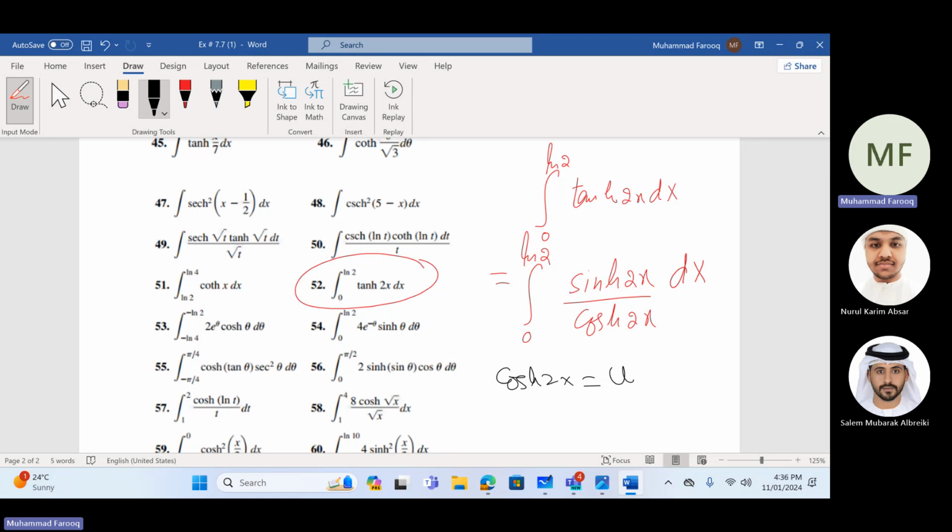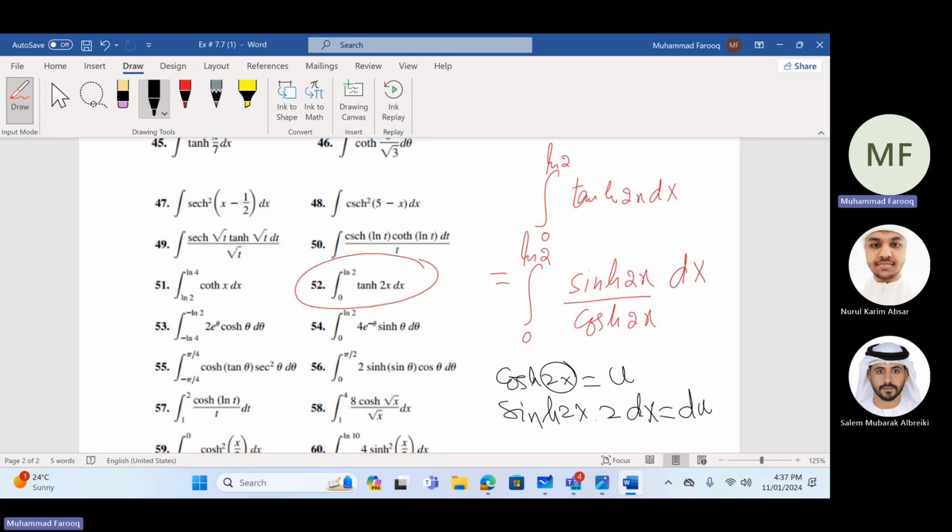Derivative, please. Is it negative? No, please. It's not a trigonometric function, it's hyperbolic. It's positive. So the derivative of cosine hyperbolic 2x is sine hyperbolic 2x times the derivative of this part, which is 2, and dx is equal to du. And then you divide by.